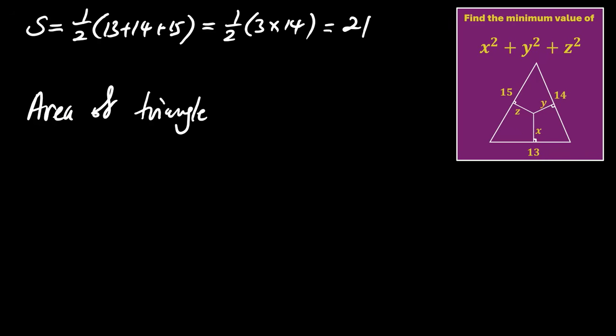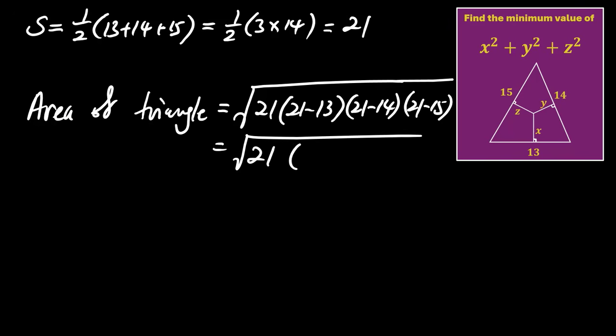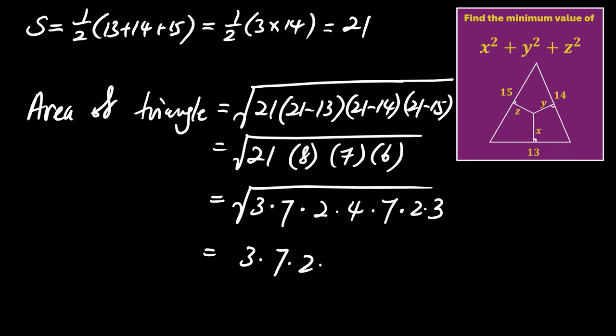So this is 21. We are going to use Heron's formula, which is the square root of s times (s minus a), (s minus b), and (s minus c). So that is the square root of 21 times 8, 7, and 6. Note that 21 is 3 times 7, 8 is 2 times 4, 7 is 7, and 6 is 2 times 3. We have the square root of 3 squared, 7 squared, 2 squared, and 4 squared. So the answer will be 3 times 7 times 2 times 2, so the answer is 84.